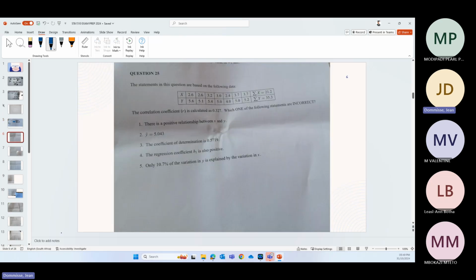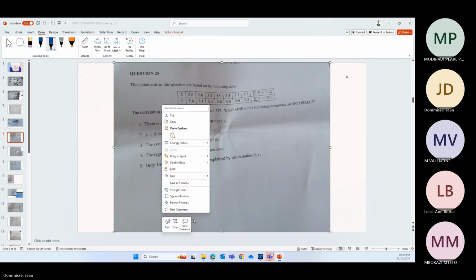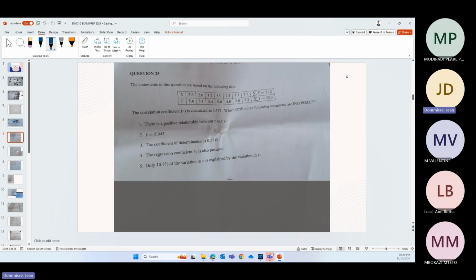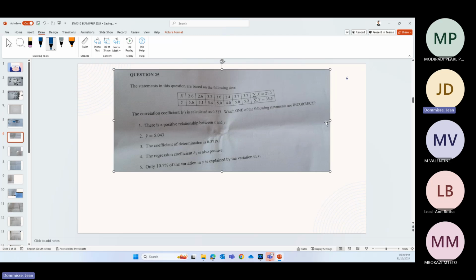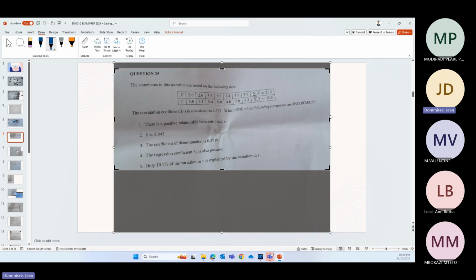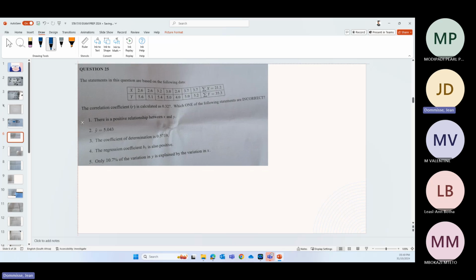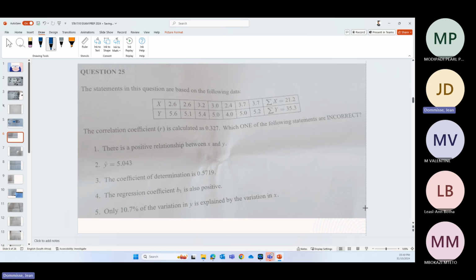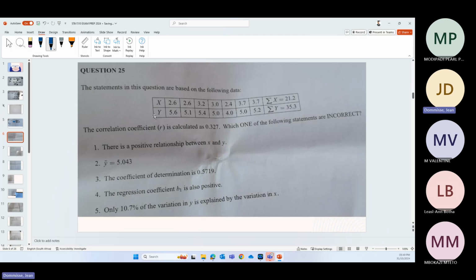Let me first also crop, so you guys can see. Please, if you have more of these things, you can send it directly to me on WhatsApp. You can send it on the WhatsApp group as well, and I will add it to the session tomorrow so that you guys are prepped for Saturday. Okay, so let's look at this question.